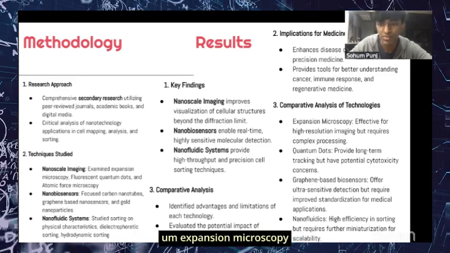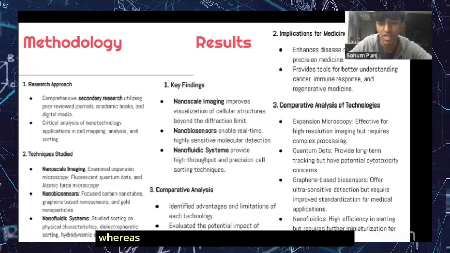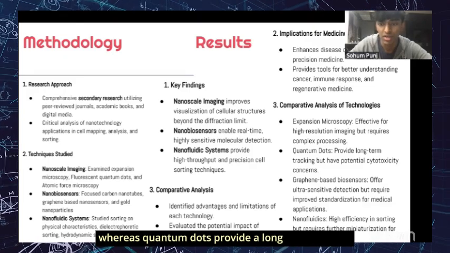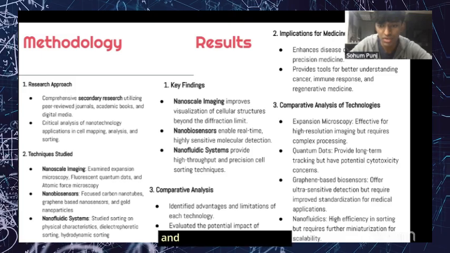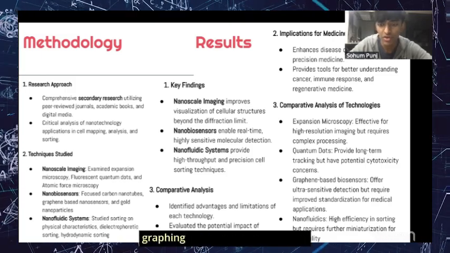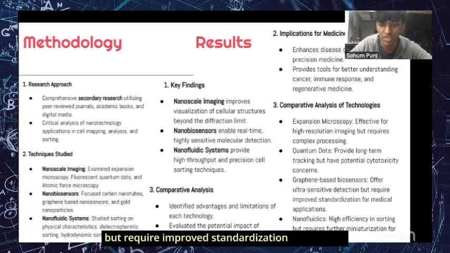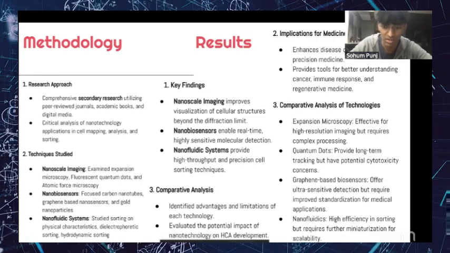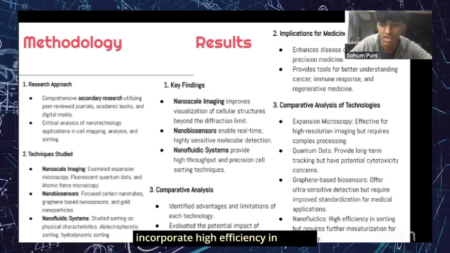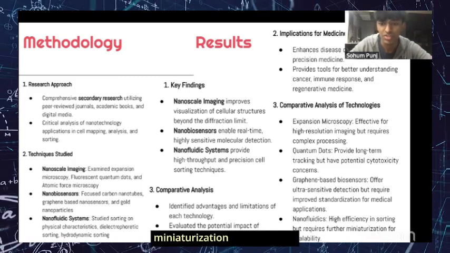expansion microscopy is effective for high-resolution imaging but requires complex processing, whereas quantum dots provide long-term tracking but have potential cytotoxicity concerns. And then about the others, graphene-based nanosensors offer ultra-sensitive detection but require improved standardization for medical applications. And nanofluidics incorporate high efficiency in sorting, but it requires further miniaturization for scalability.